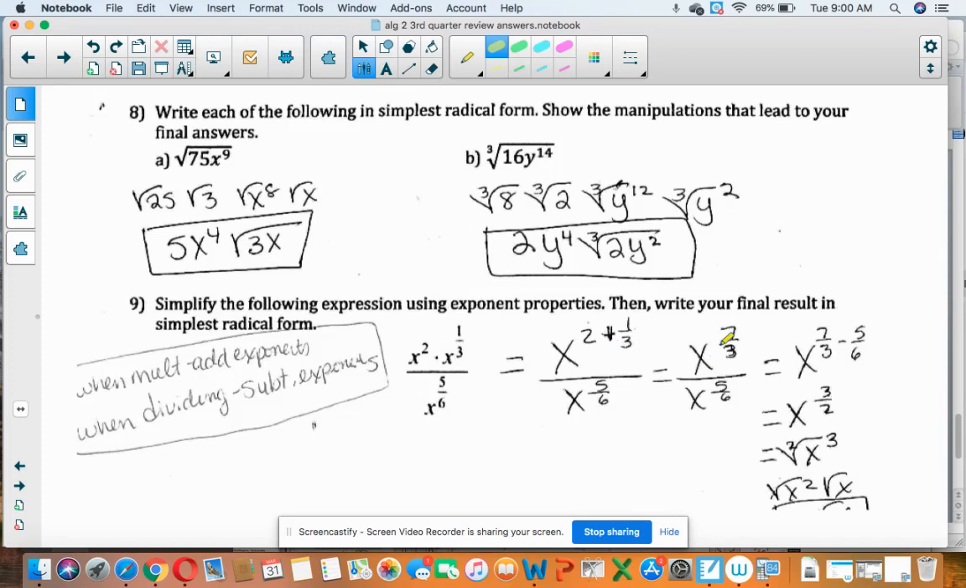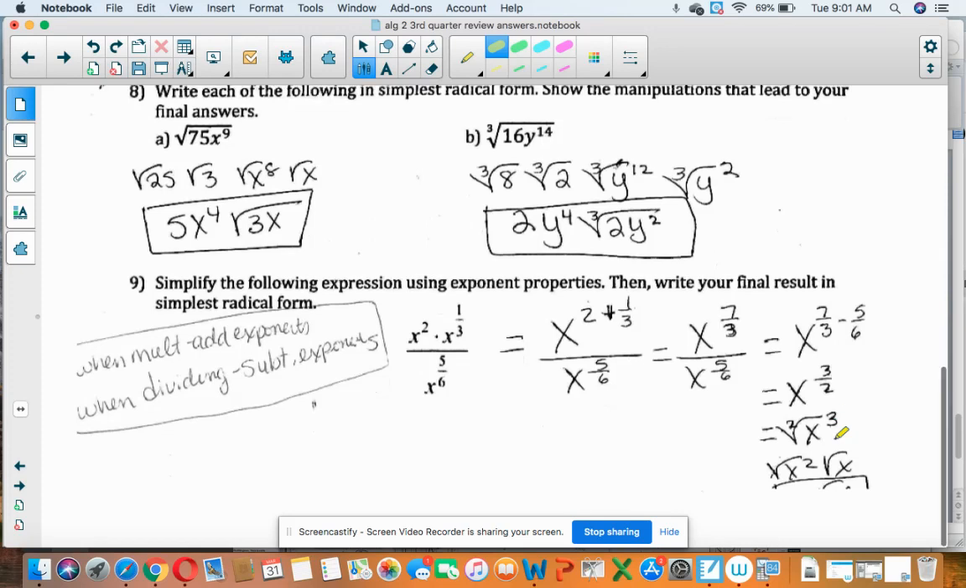Now, once I have x to the 7 over 3 and x to the 5 over 6, I'm subtracting. You can't subtract unless your denominators are the same. If you want to throw this in your calculator, you can certainly do that. And again, it's going to give you a decimal, so you'd have to change that decimal back to a fraction, which is 3/2. And then remember, this denominator is the root, and the numerator is the exponent.